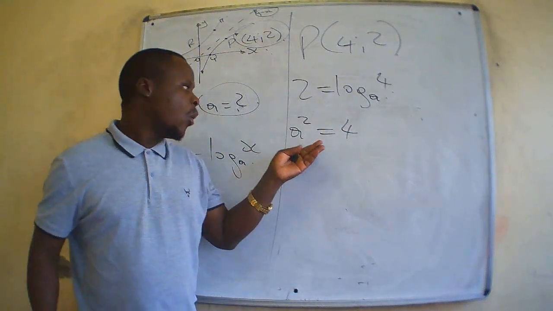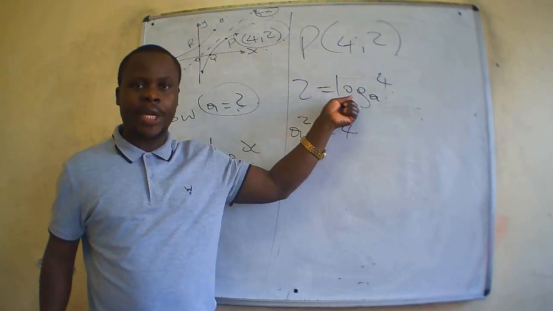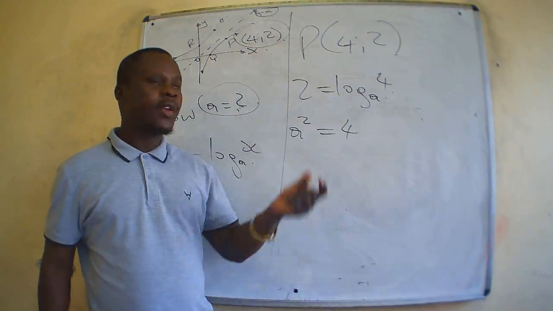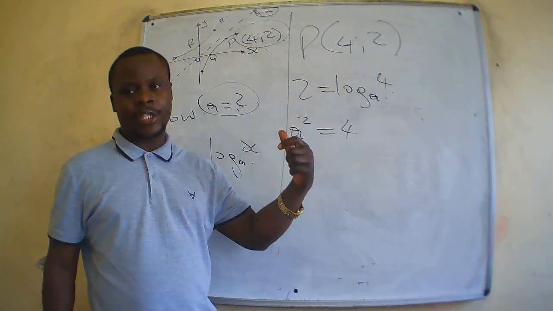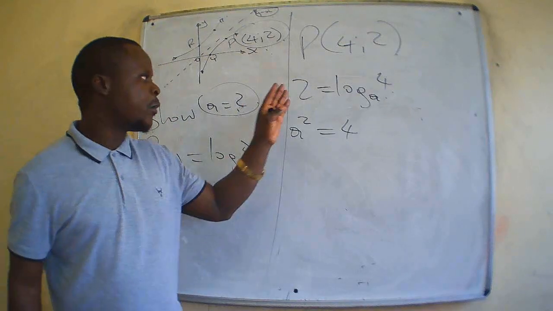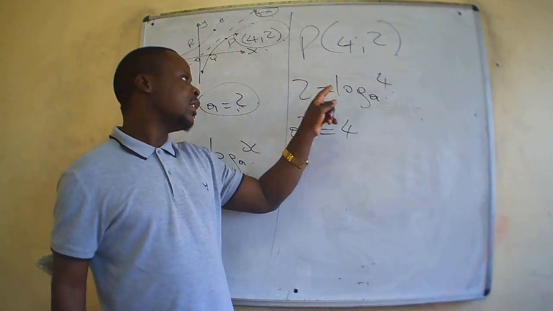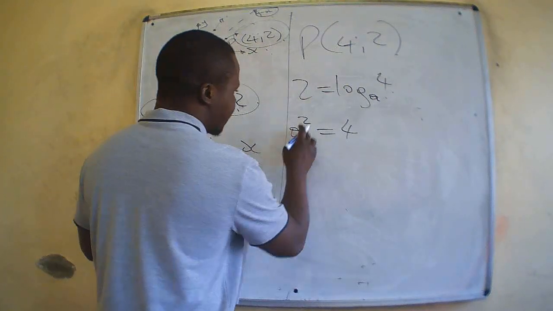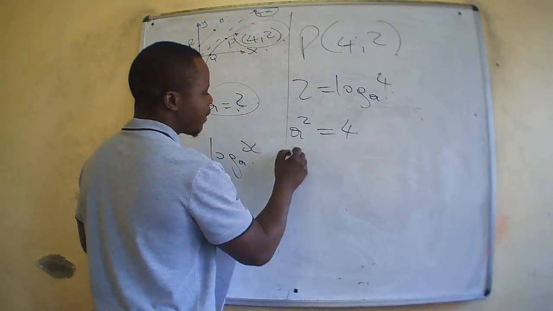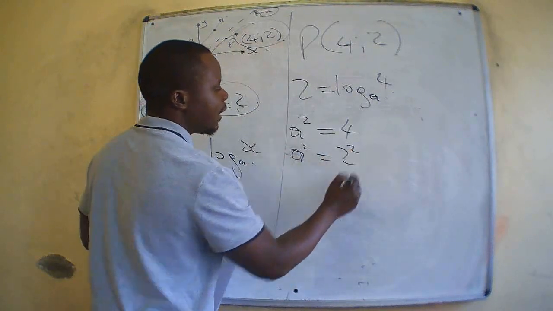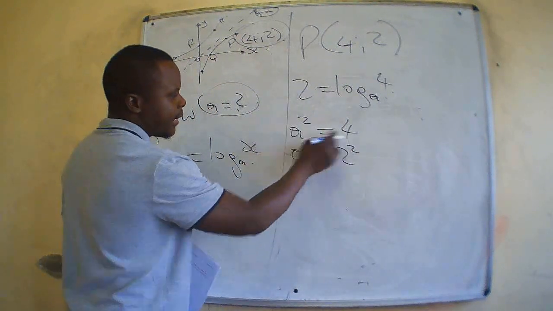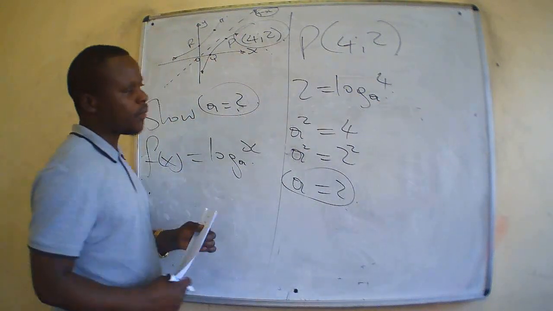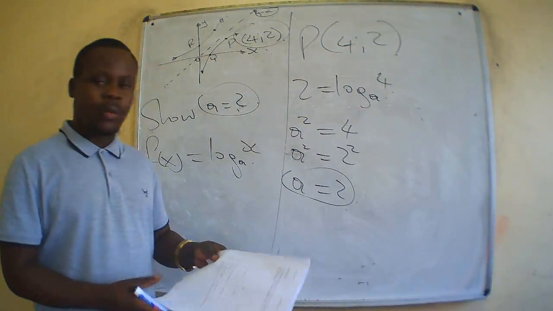In this process, we are converting a logarithmic function into an exponential function. This is the only way we can solve for an unknown in a logarithmic function. You just put your values of y and x, then change from logarithmic form into exponential form in this way. So a exponent 2 is still the same as 2 exponent 2. Now, the exponents are the same. That means the bases are also the same. So therefore, a is equal to 2. We have shown that a is equal to 2.